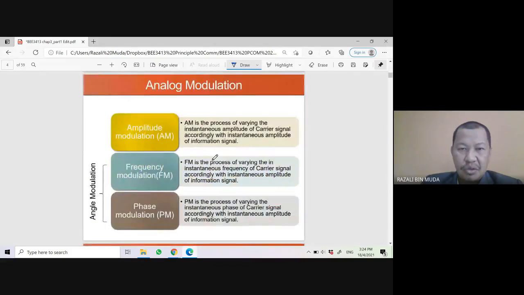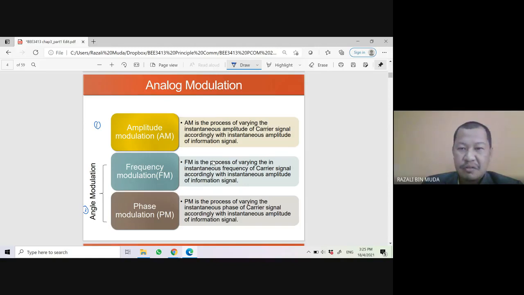So, analog modulation. Analog modulation can be divided into two. One is amplitude modulation, which we already discussed in chapter 2. And now in chapter 3, we will discuss angle modulation, which can be divided into two. First is frequency modulation, FM, and the second one is phase modulation, PM.